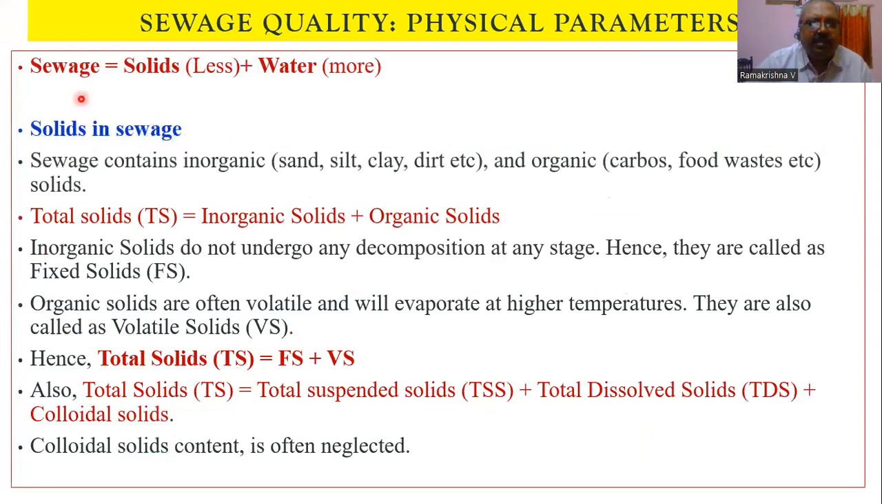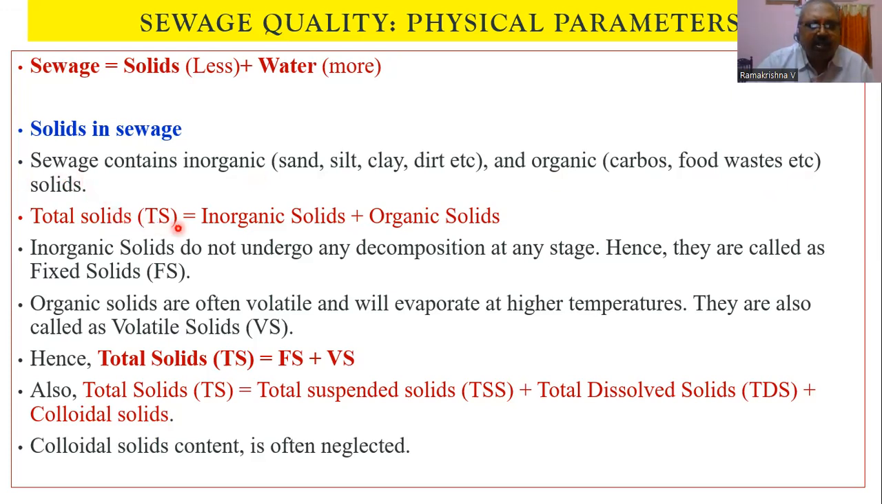And sewage is now considered as a combination of some solids, a very small percentage, and much more water. So a higher amount of water will be there, and a very small amount of solids. Solids in sewage contain inorganic solids: sand, silt, clay, dirt, etc. And organic solids are also there: carbohydrates, food materials, and then fats. And these types of things are available in the solids in the sewage.